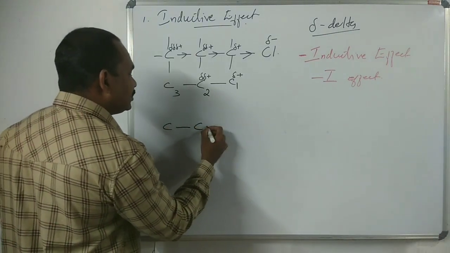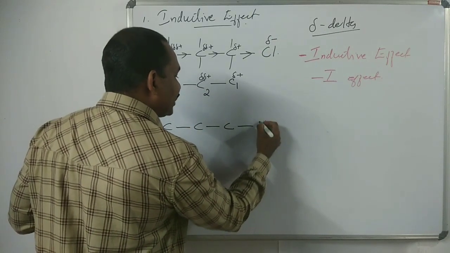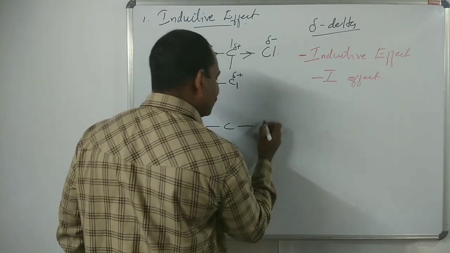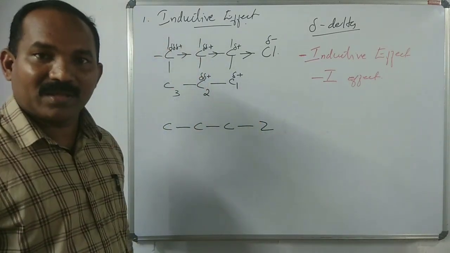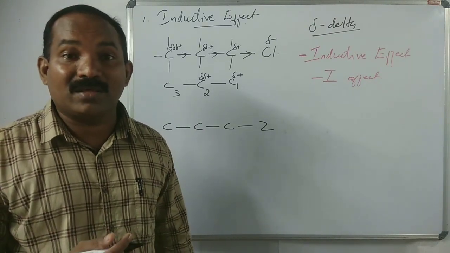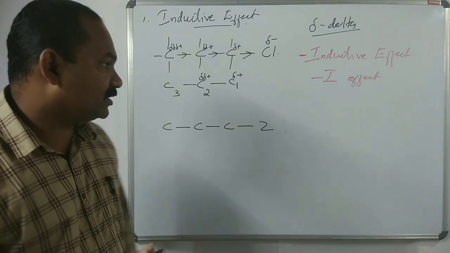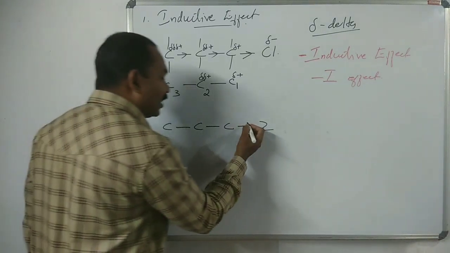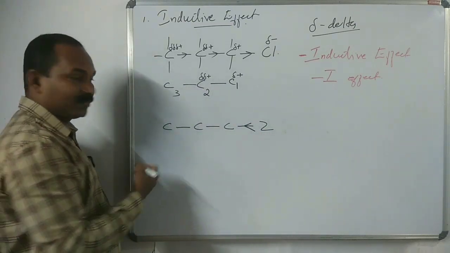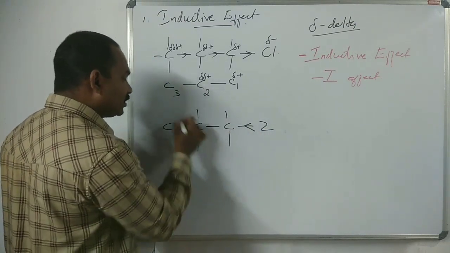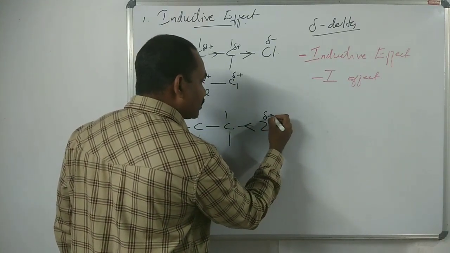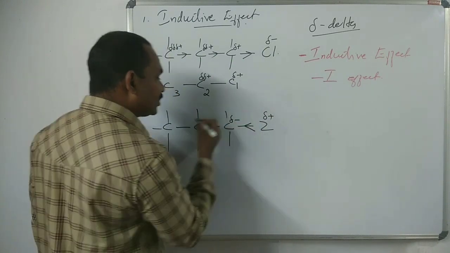Then next we consider another example. The carbon chain C, X atom, an unknown atom, or Z atom, you take Z atom, no problem. An atom Z. Electronegativity of Z is less than that of the carbon. So what happens? The electron density is moved towards the carbon atom. So Z becomes partially positive, this carbon partially negative.